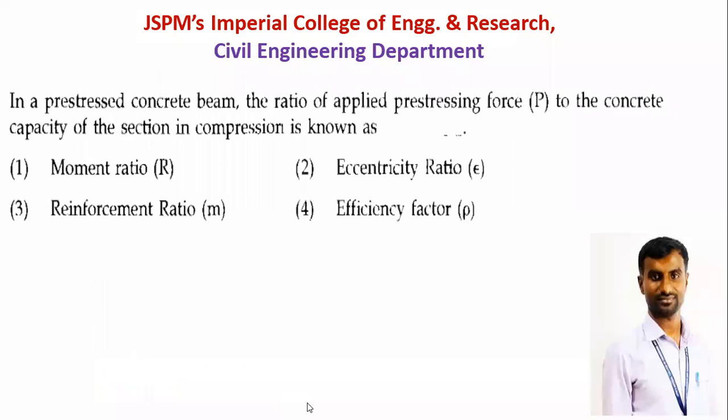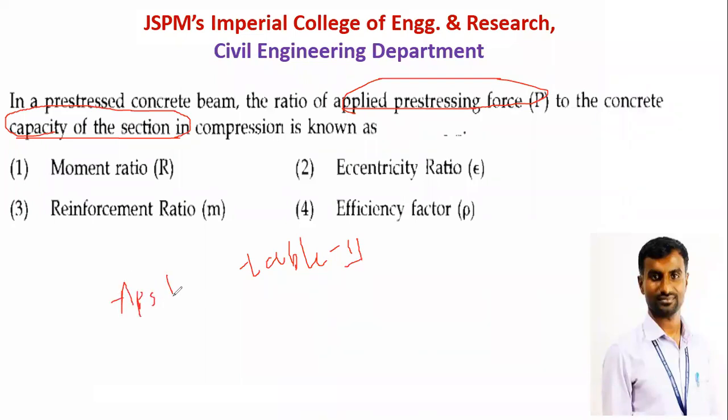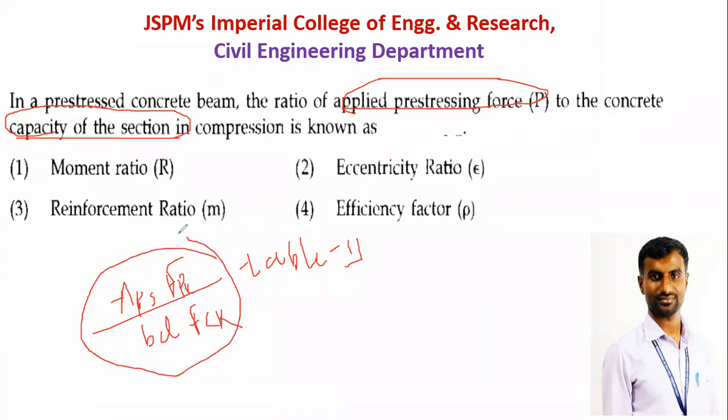In a pre-stressed concrete beam, the ratio of applied pre-stress force to the capacity of the section in compression is known as... Table number 11. So in table number 11, which concept have we discussed? That is Aps into fpu divided by b d into fck. So this particular ratio is the ratio of applied pre-stress force to the capacity of the section.